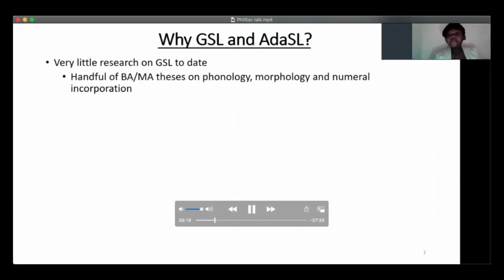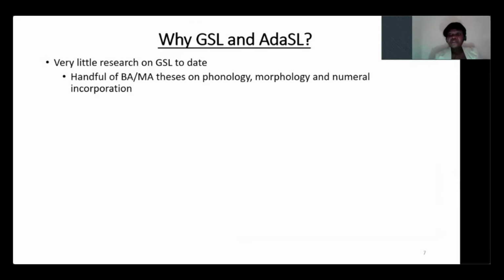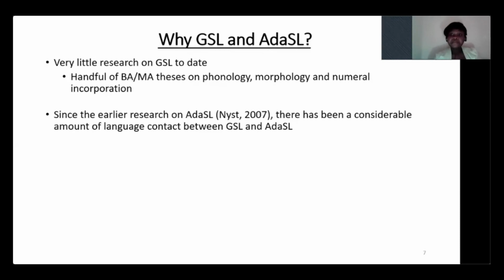So to date, as I said, there has been very little research on African Sign Languages, and Ghanaian Sign Language and Nampobe Sign Language are no exception. However, there is even less research on Ghanaian Sign Language as compared to Nampobe Sign Language. The very detailed research on Nampobe Sign Language we have so far is Victoria's dissertation.